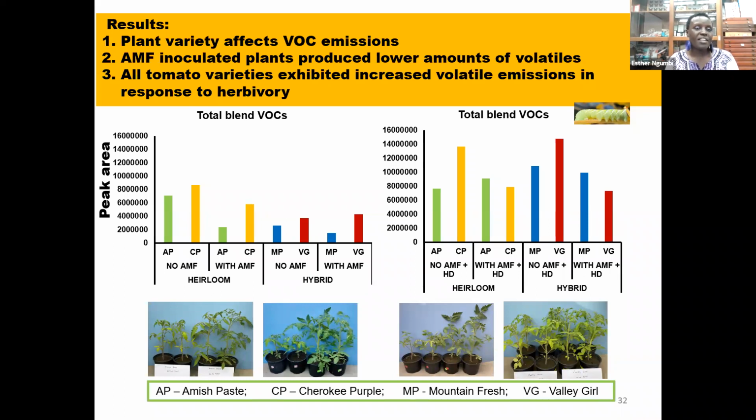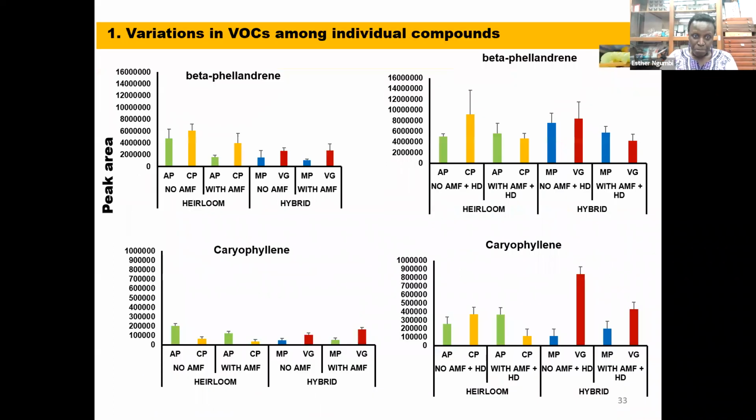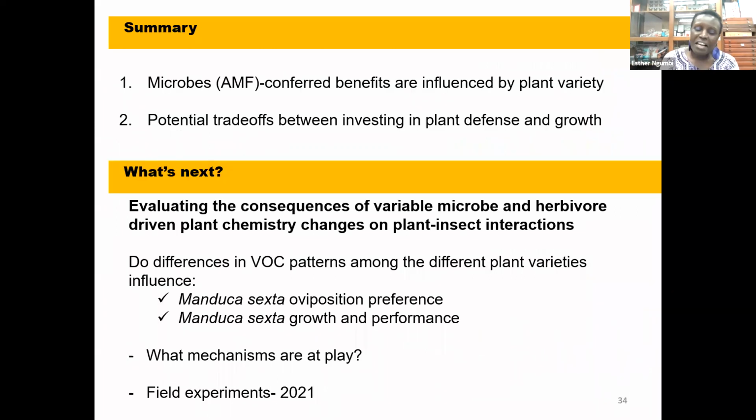So indeed, we saw that AMF inoculated plants produced lower amounts of volatiles. This was evident not only with the total blend, but also when we looked at individual compounds, including beta-phellandrene, one of the major compounds in the blend of tomato. We see a differential emission in terms of the quantity. And so in summary, while we saw the benefits of inoculating plants with mycorrhizal fungi, it is true that there could be trade-offs involved between investing in growth versus investing in plant defense.